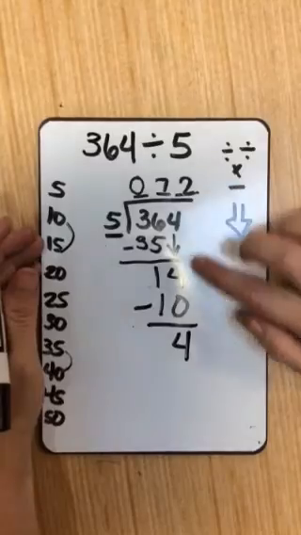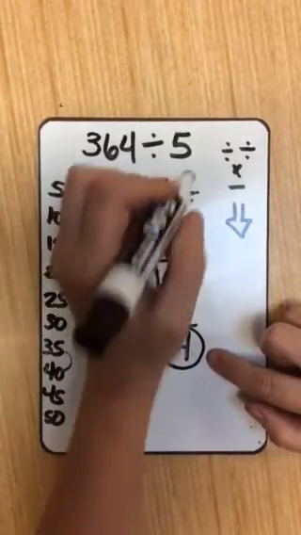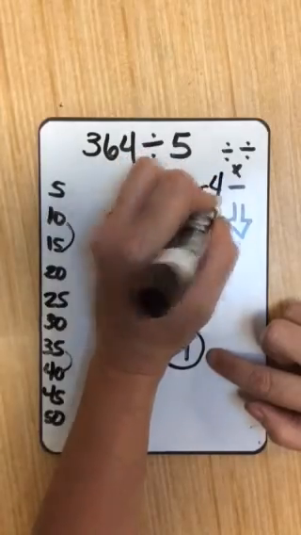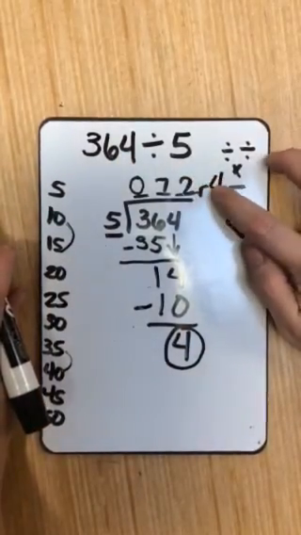Then we look at bring down. Well, there's nothing left to bring down, so we know that this 4 is our remainder. So remainder 4. So the answer to our problem is 72, remainder 4.